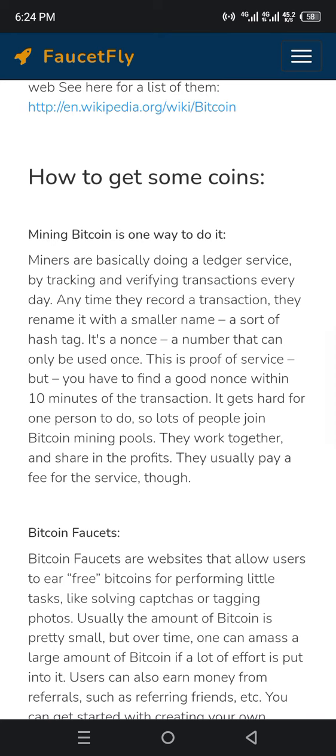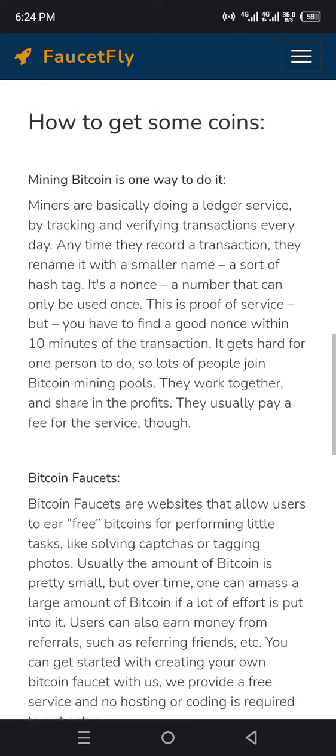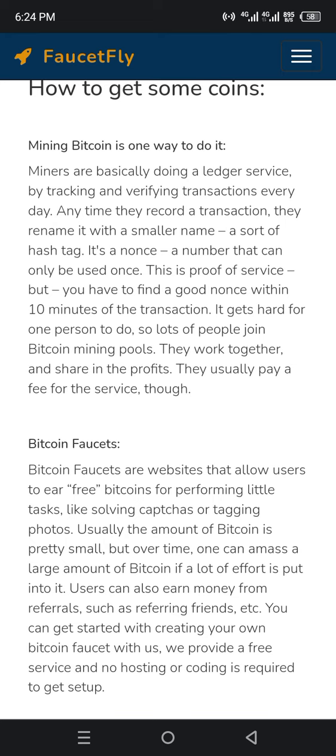This is proof of service. Proof of service is called POS. That's proof of service, that's proof of work, that's proof of stake, there's proof of claiming, there's proof of computation, that's POC. So there are many proofs, but this is called proof of work. You have to find a good nonce within 10 minutes of the transaction.